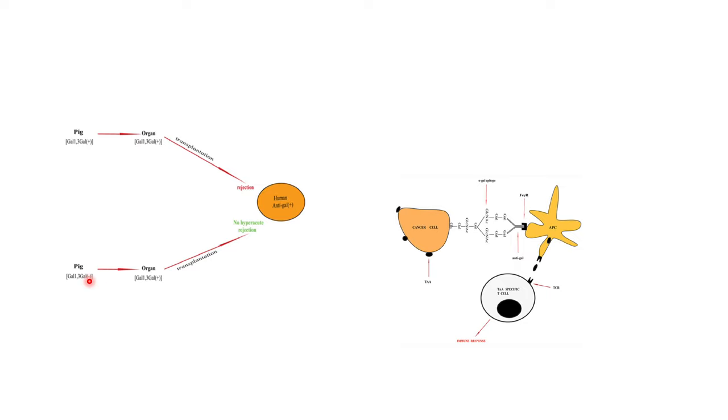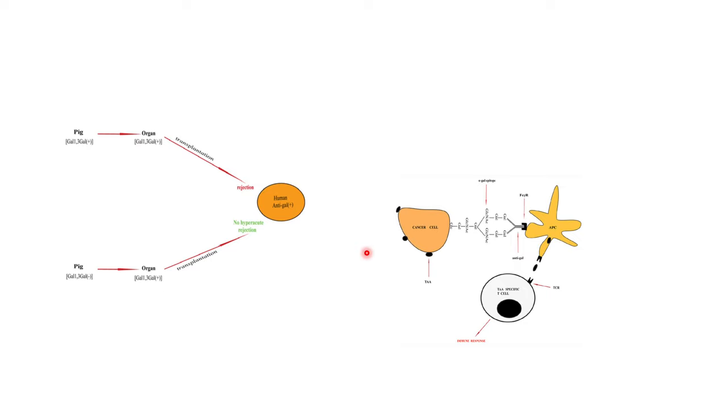However, when the pig has been modified with a knockout of the alpha 1,3 galactosyl transferase gene, then it no longer has the alpha 1,3 gal epitope. So an organ from this kind of mutated pig can be transplanted to humans, and it will not lead to hyperacute rejection. And here there is a misspelling. It should be alpha gal 1,3 gal negative.